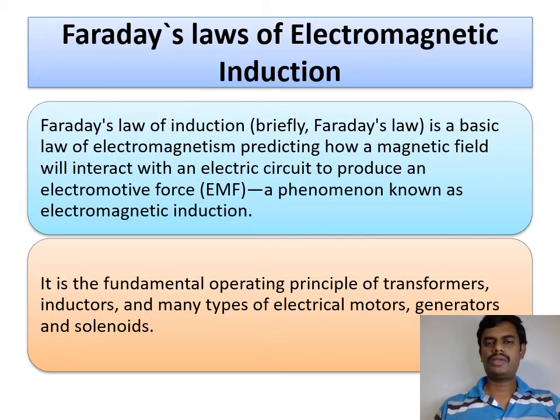Next, coming to Faraday's laws of electromagnetic induction. Faraday has given two laws based on which we can say how an EMF is induced and what is the value of EMF induced in a particular conductor. According to Faraday's first law, whenever a conductor cuts the magnetic lines of force, an EMF is produced in that conductor. And according to his second law, the magnitude of induced EMF is directly proportional to the rate of change of flux linkages. It is because of this scientist that we have different motors, generators, transformers.